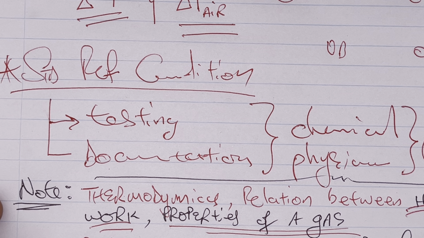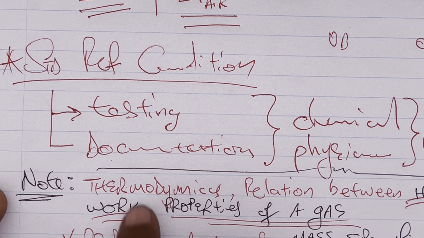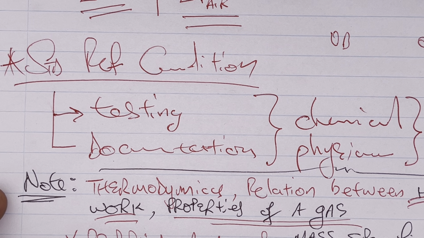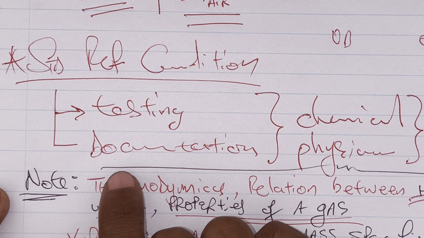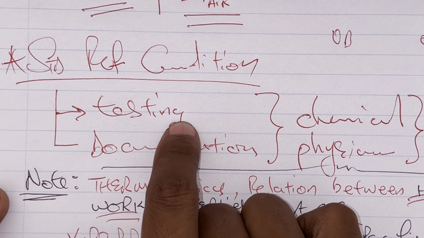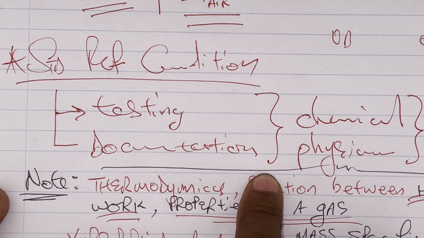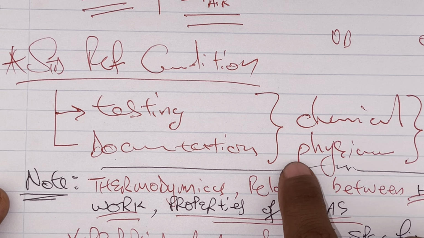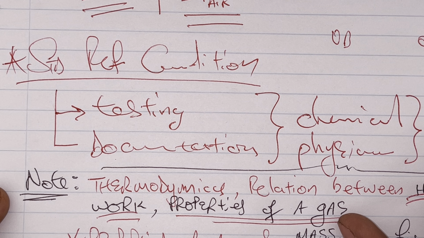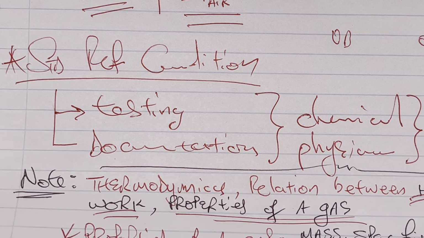Simply meaning the standard reference condition is there for 2 things. 1, it is there to compare, for testing and documentation. Simply meaning we are there to compare what 2 things? What are those 2 things? Testing as well as documentation of what? Of chemical and physical processes. Okay, so that is the introduction.